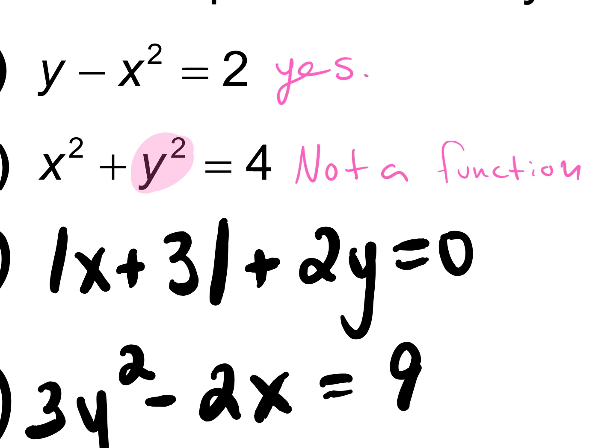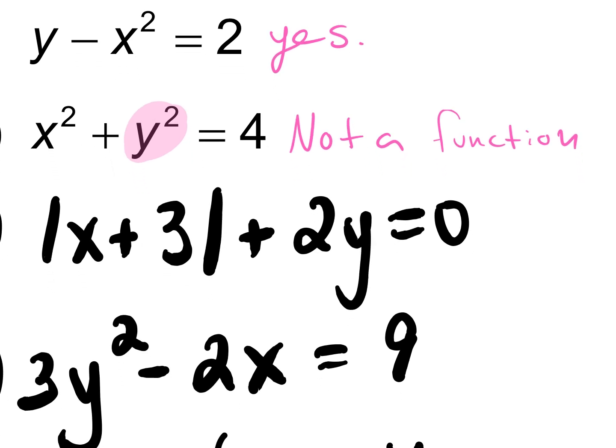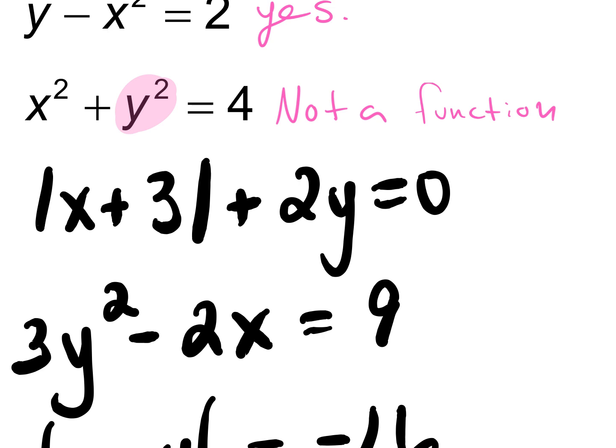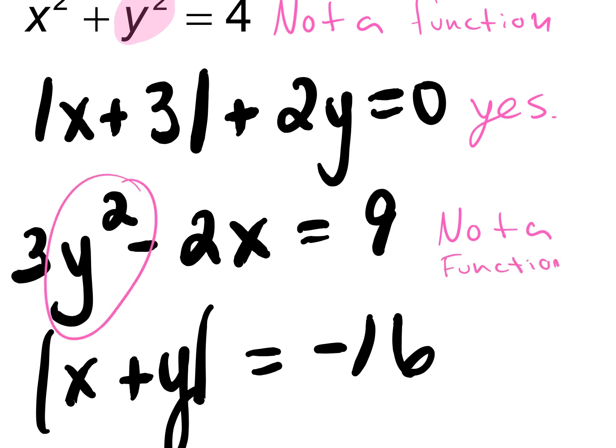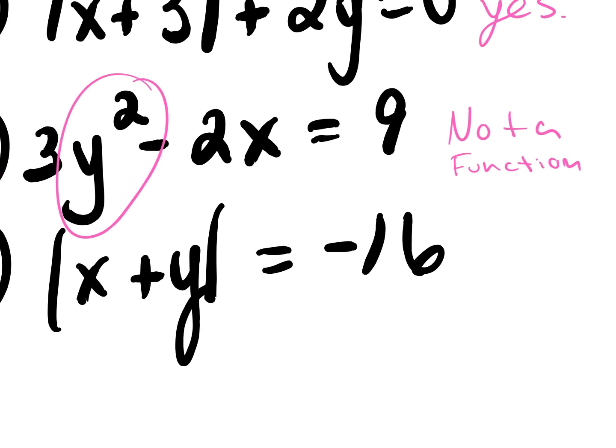What about for C? Yes. Y doesn't have an even exponent and it's not in the absolute value, so yes, this is a function. What about for D? Why not? Y is squared. And then what about for E? Why not? Because y is inside the absolute values, so this would be not a function.